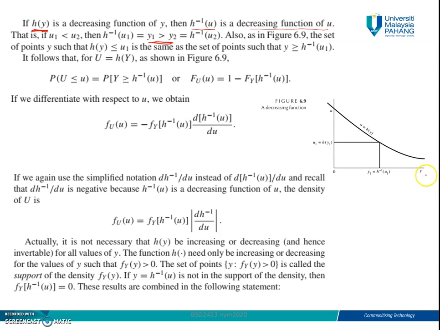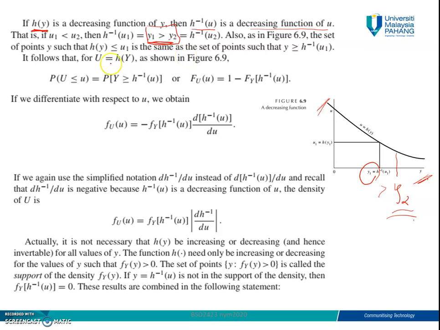So you can see here, this is your y, this is your u, so this is your y1, and here your u1 is here. All right, so here you can see that your y1 is greater than y2, because this function is decreasing. This is your y1, this is your y2, isn't it? So that's why here you can see that your h(y) is less than u1. It's the same as the set of points such that y is greater than or equal to the inverse function of u1. So that's the difference when you have a decreasing function.